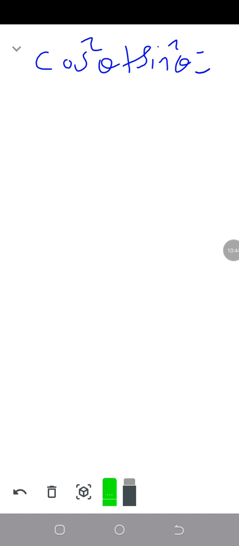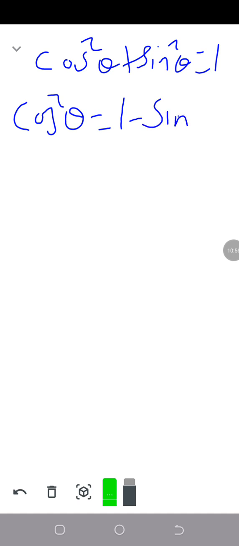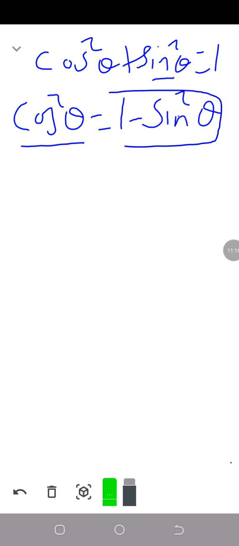Let's go. So from cos squared theta plus sine squared theta equals to 1, we can make cos squared the subject. So cos squared theta the subject is the same as 1 minus sine squared theta. That's when we take sine on the other right hand side, which becomes a negative, and that will be another identity. In this way, you can represent cos squared theta with 1 minus sine squared theta.